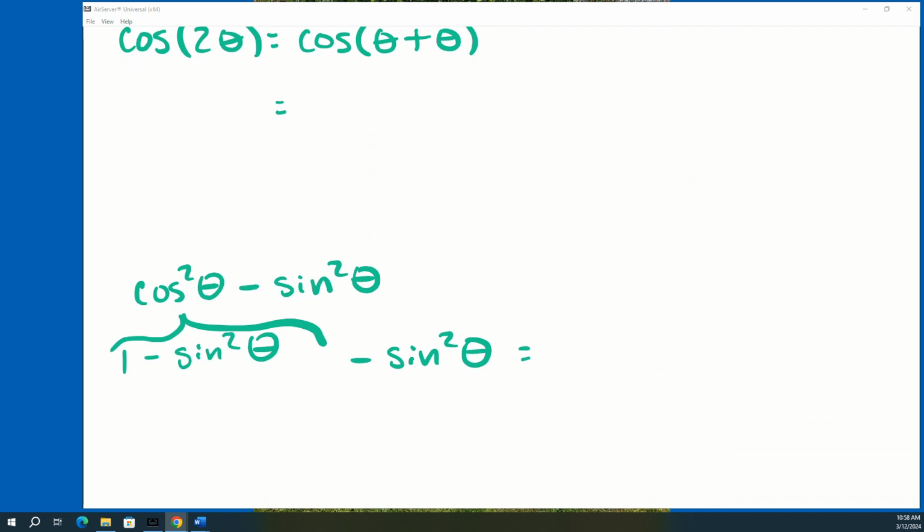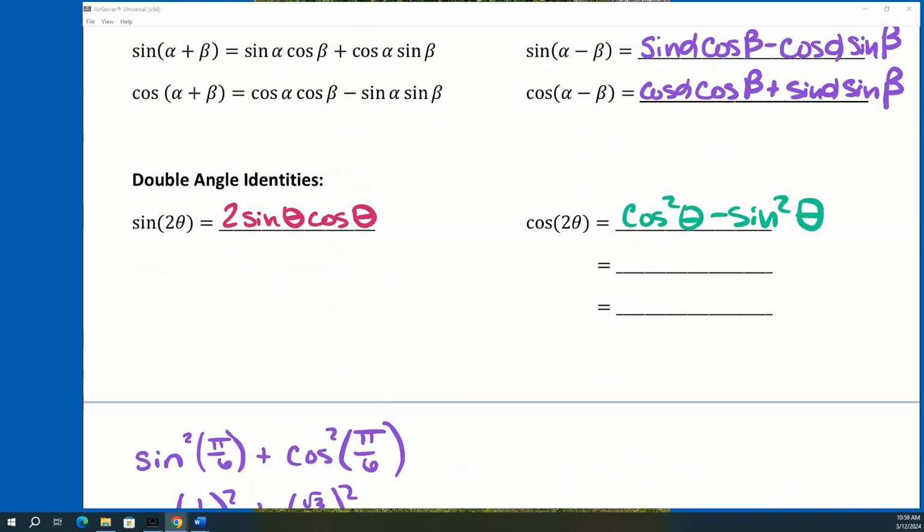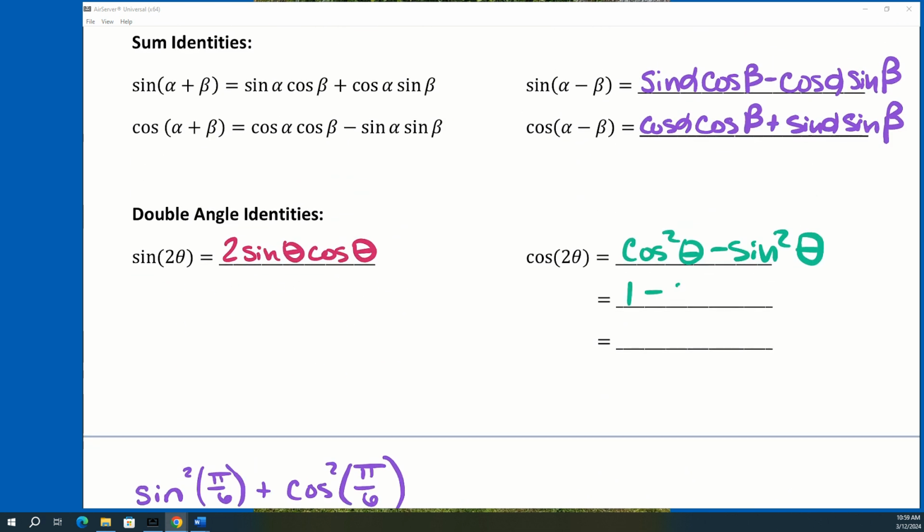All right. And then what do you think you get when you subtract a negative sine squared and a sine squared? So negative sine squared of theta minus another sine squared of theta. Thank you. All right, so that's what you guys write in the second blank for cosine of 2 theta. All right, and there's one more we're going to figure out.